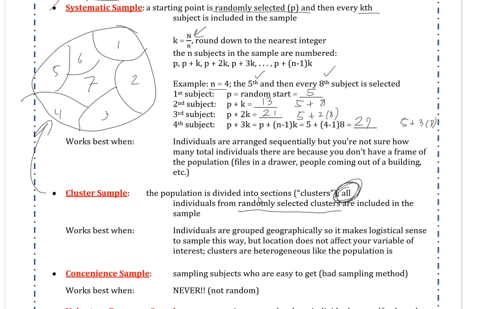What cluster does is it randomly selects clusters or sections and then takes all individuals from those sections. So maybe here I randomly select sections 5 and 3. What that means is that I'm going to go into section 5 and take all the individuals in section 5, and I'm going to go into section 3 and take all the individuals in section 3. That would be an example of cluster sampling.